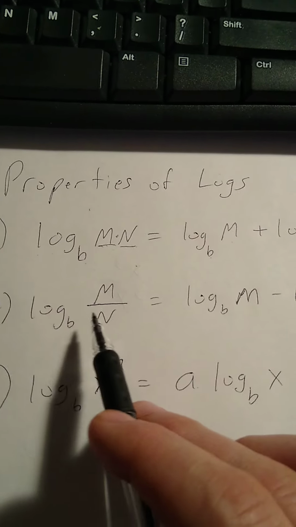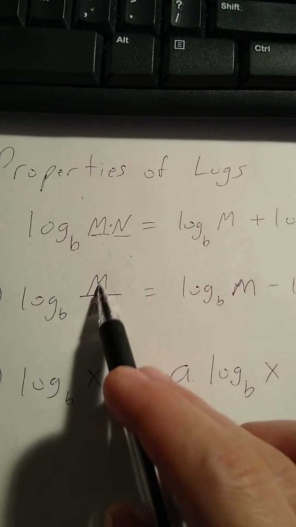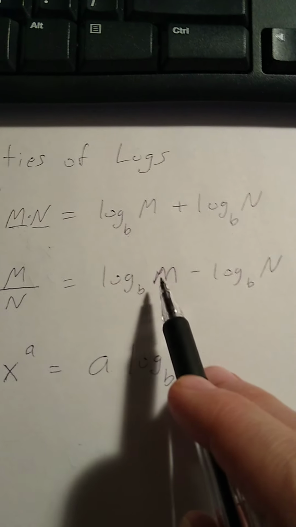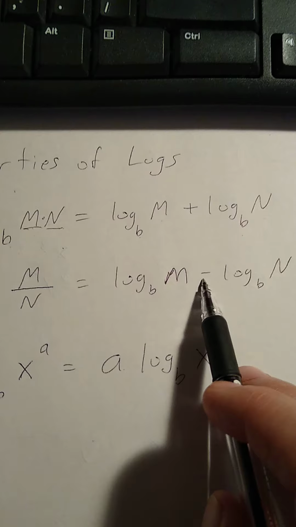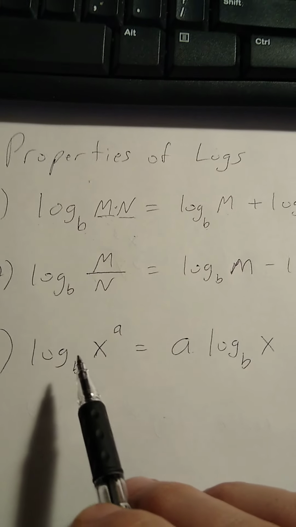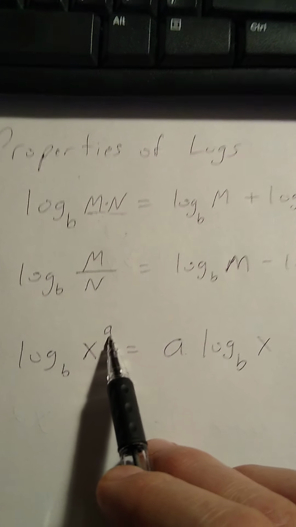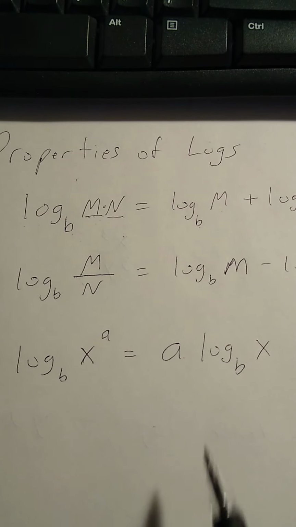Likewise, the second property is the same thing, only with division. If m and n are being divided, each element gets its own logarithm of the same base, but the 2 logarithms are being subtracted since it was division. The last property says that if something has an exponent, that exponent comes in front and becomes the coefficient of the logarithm.